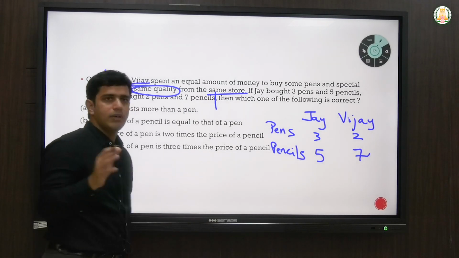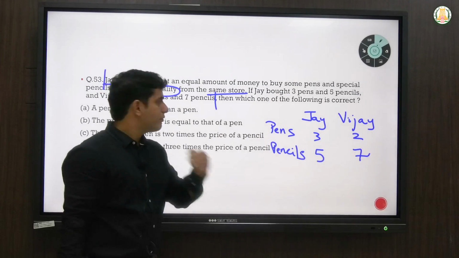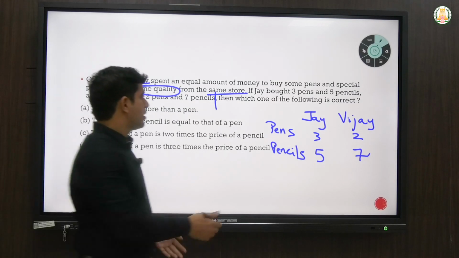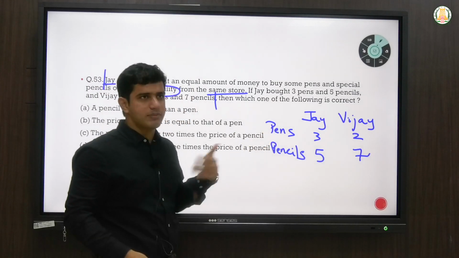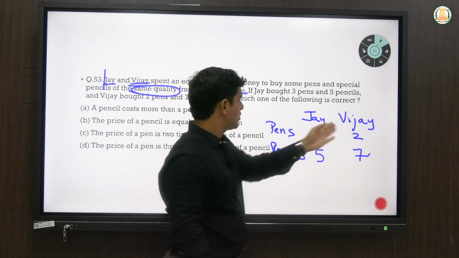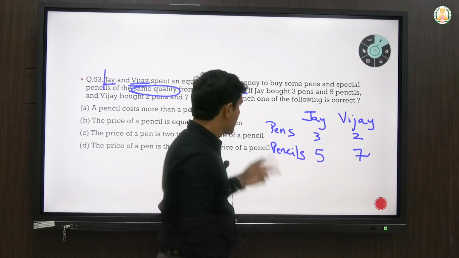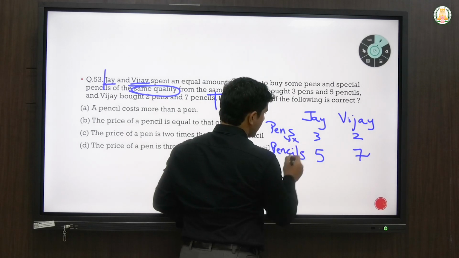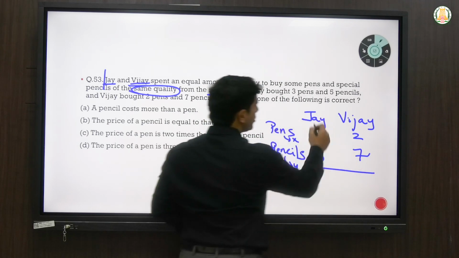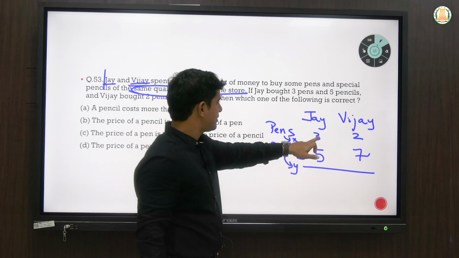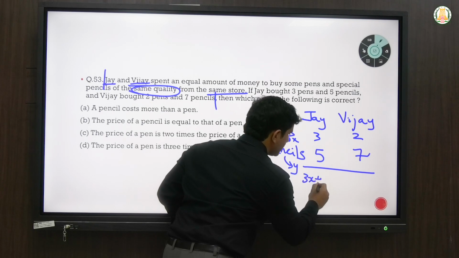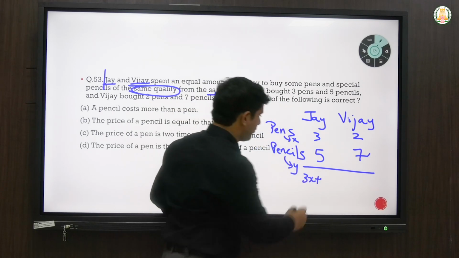Now, what we want to find out is the cost. We don't know the cost of a pen and the cost of a pencil, so when we don't know, we assume x and y. Since they are saying pens and pencils are of the same quality from the same store, the cost of pens bought by both of them will be the same. Let's say if he's buying a Reynolds pen, both will be buying the Reynolds pen only, so the cost will be the same. So let's assume the cost of a pen is x and the cost of a pencil is y. Then what is the total amount spent by J? It will be 3 pens into the cost of each pen, 3x, plus 5 pencils into the cost of each pencil, 5y.